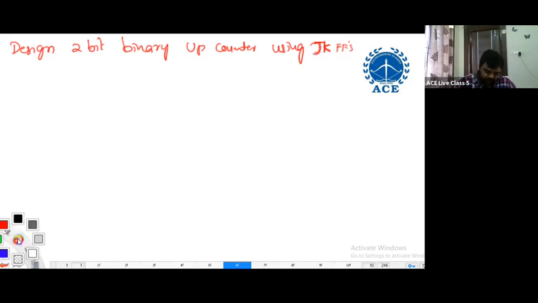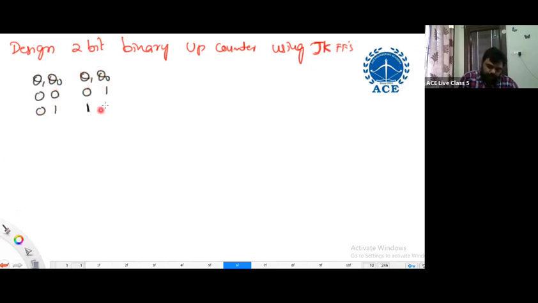So what should I do now? Again, designing a 2-bit binary up counter using JK flip-flops. 0 0 to 0 1, 0 1 to 1 0, 1 0 to 1 1, 1 1 to 0 0. Then present state, next state, flip-flop inputs. What is it here? J1 K1, J0 K0.